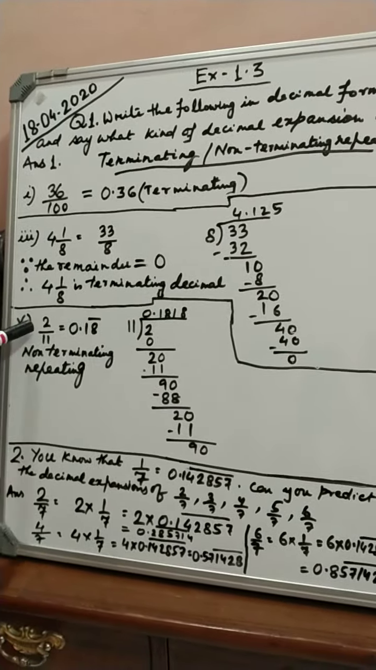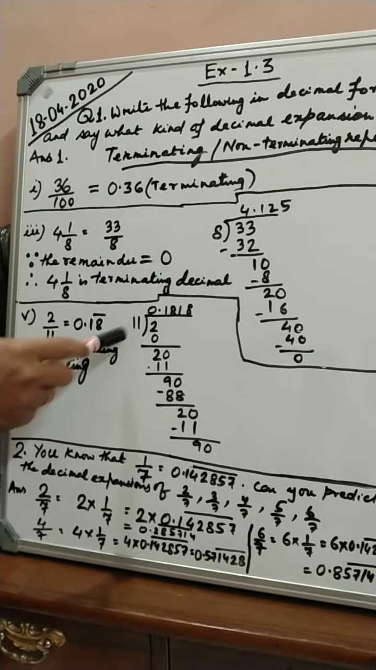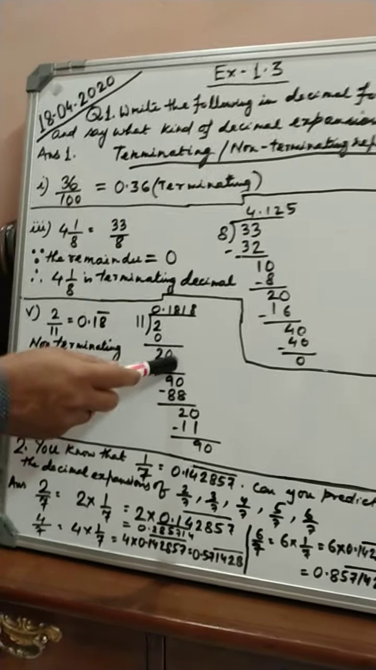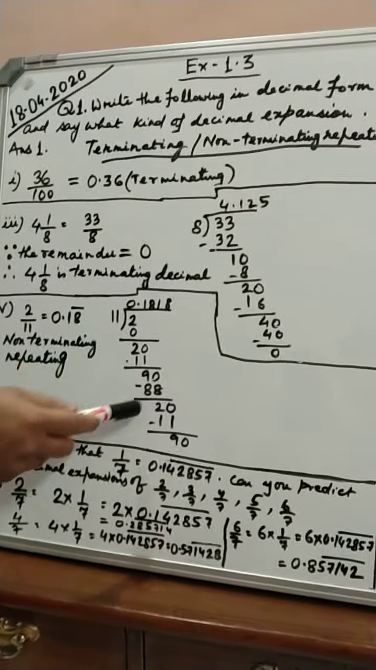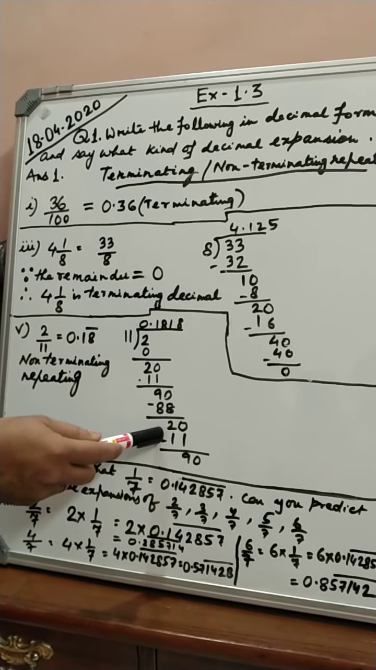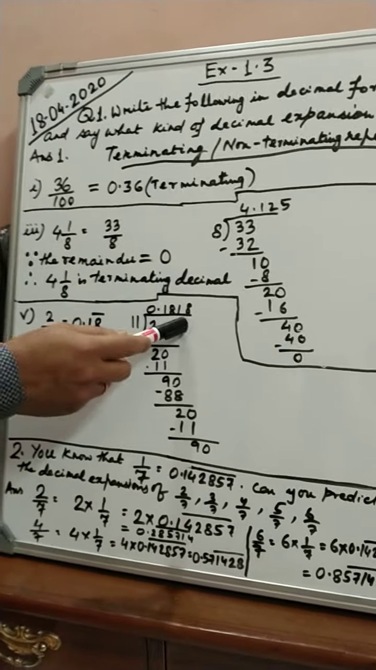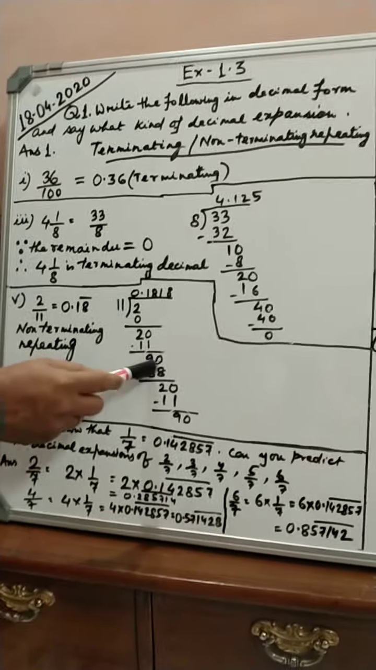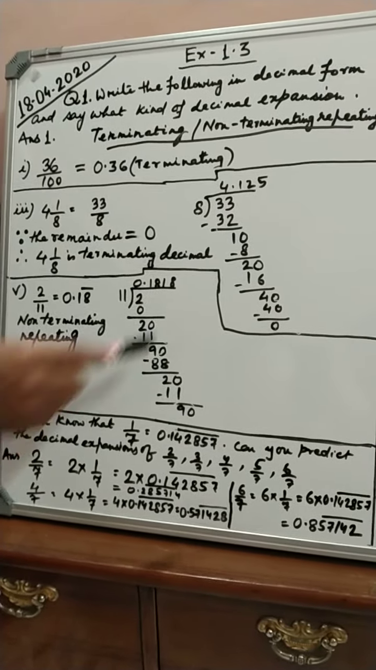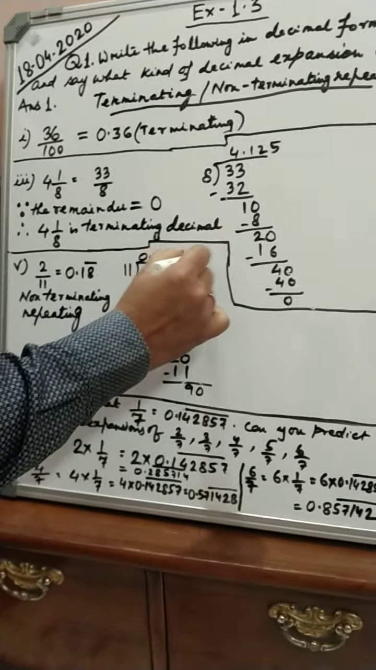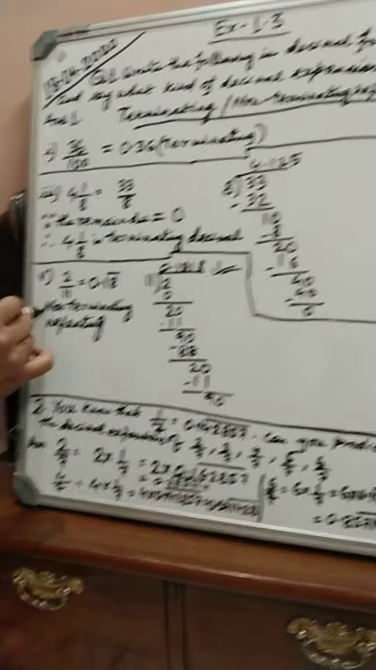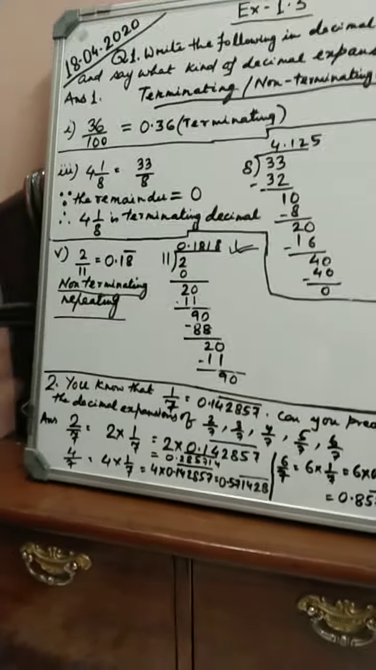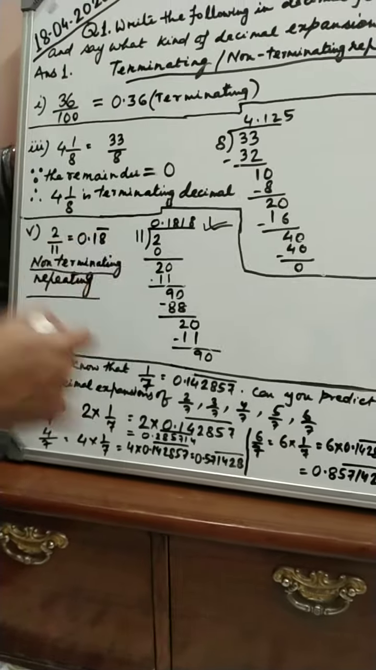So this is a terminating decimal. Now the next question is 2 by 11. Now we'll divide 2 by 11. 2 cannot be divided by 11, so we'll take 0, so it is 20. 11 1s are 11, so it is 90. 11 8s are 88. Again you see the 2 comes. Again 11 1s are 11, again comes 90. That means you see the remainder is not becoming 0 and there is repetition in this part. So this is non-terminating and repeating, or you can also say non-terminating recurring decimal.